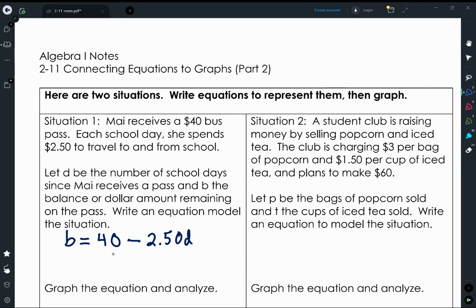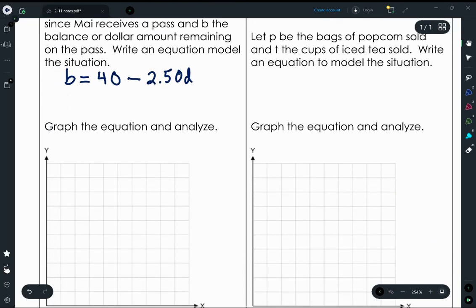So we've got our balance. We're starting with the 40. We're subtracting 2.50 per day. Okay, we're going to go ahead and work this whole one and graph it. And then I think we're going to do our analysis part maybe at the end. So let's go ahead and graph.